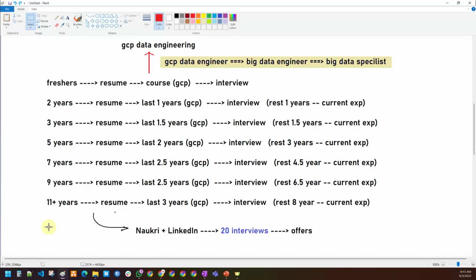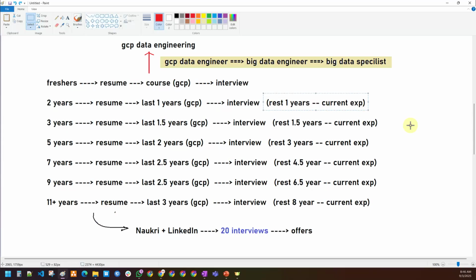Then once the course is completed, you have to prepare your resume. How do you have to prepare your resume? I will tell you. For freshers, don't worry, you can directly mention that I have recently attended my course GCP, and you can go for an interview. For those people who have 2 years of experience, what they have to do? They put the last 1 year on the GCP. Sir, I have been working for the last 1 year on GCP data engineering, and the rest 1 year is your current experience. Then you go for the interview.